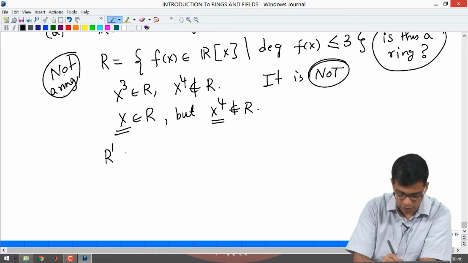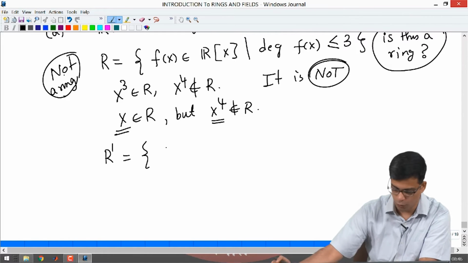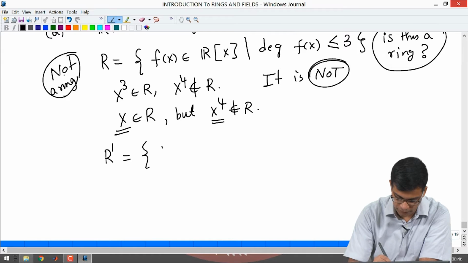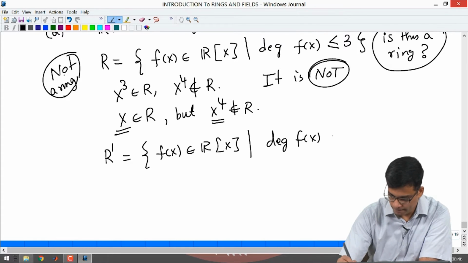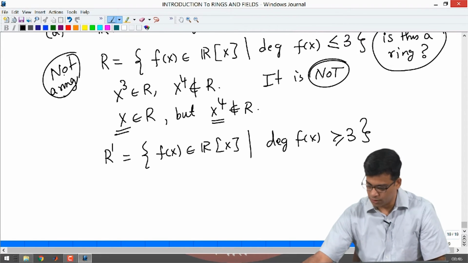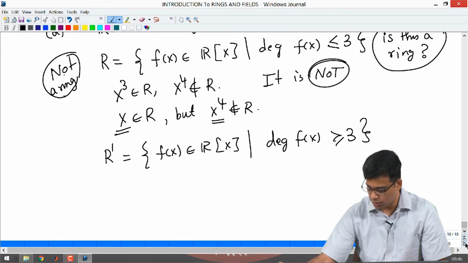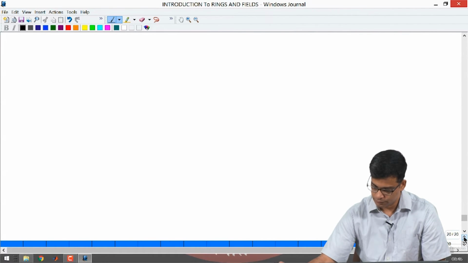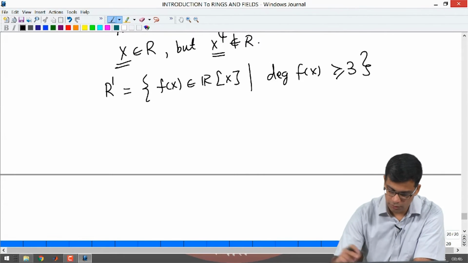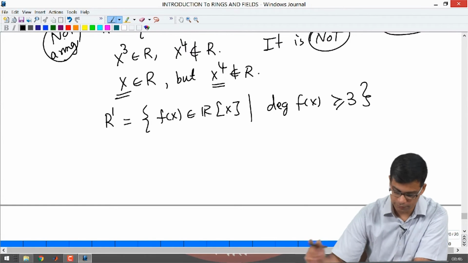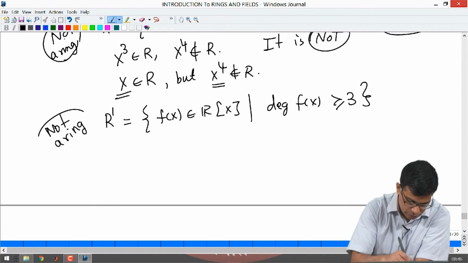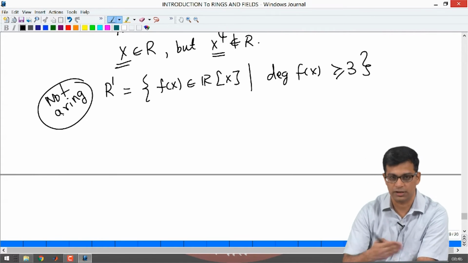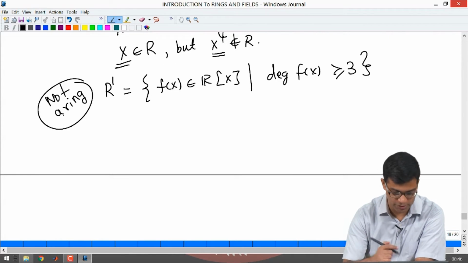What about, I will modify, inside still the polynomial ring over real numbers. Let us look at f(x) inside R[x], where the degree of f(x) is at least 3. So, I am just inverting the inequality. Here I am taking degree at least 3. Is this a ring? I claim this is also not a ring. Why not? There are several reasons why it is not a ring. I will give you 2 reasons.